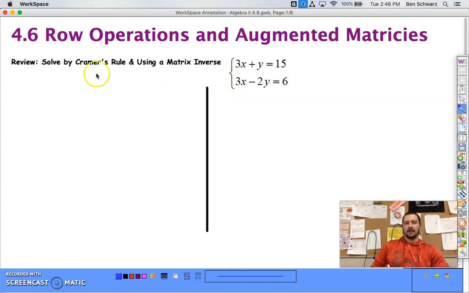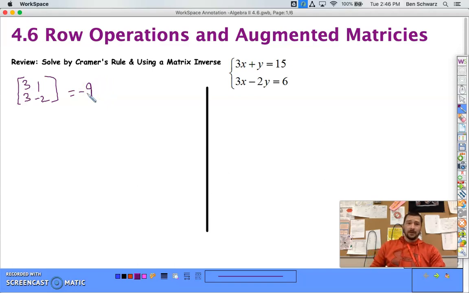So the first way we learned was Cramer's rule. That's when you take your matrix here. So we have 3, 1, 3, -2. What we do is we find the determinant of that. So to find the determinant, we took -6, so multiplying these two, minus what you get when you multiply these two. So -6 minus 3, we get a determinant of -9.